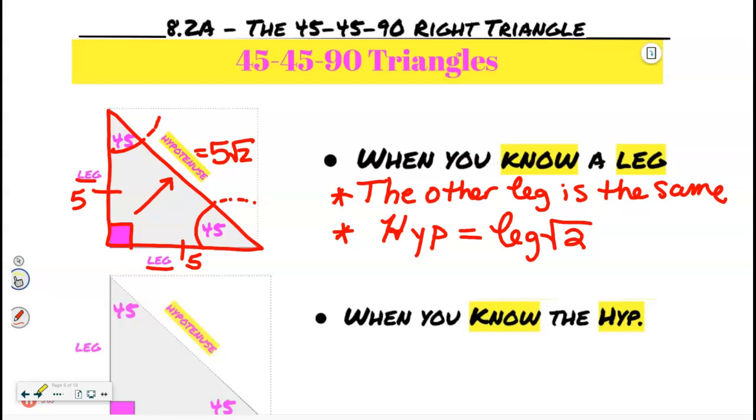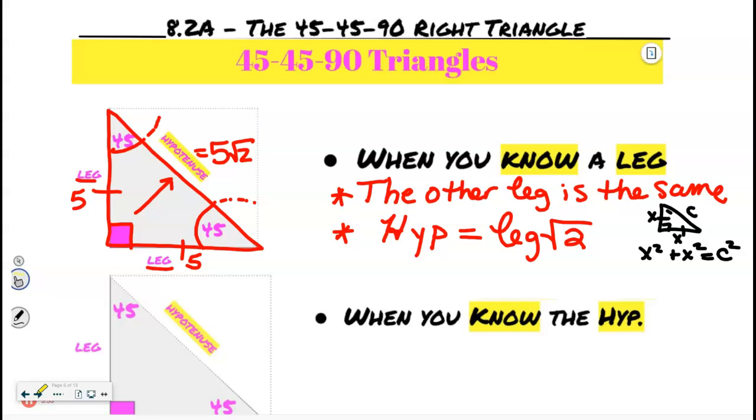Now, I don't like to just tell you things without showing you, so I do want to show you why that's the case. So let's go over here and talk about why that's the case. I'm going to make a tiny little 45-45, which means the legs are the same, which means if this one is x and this one is x, and across from the right angle, I don't know. So watch when I go x squared plus x squared equals c squared. Leg squared plus leg squared equals the hypotenuse squared.